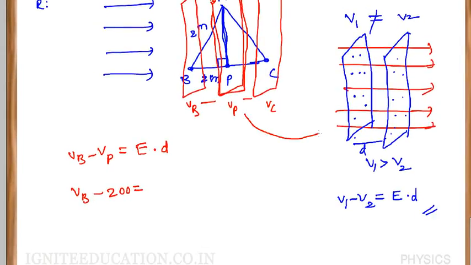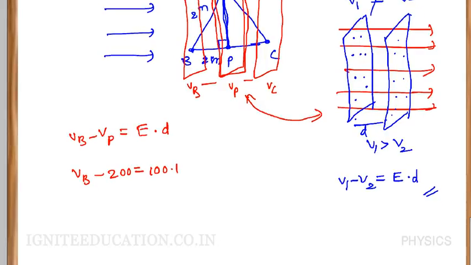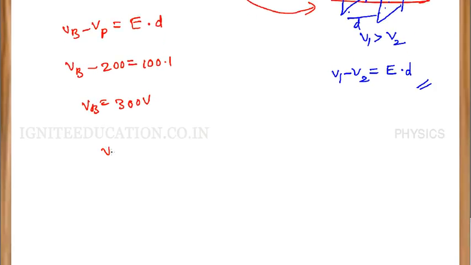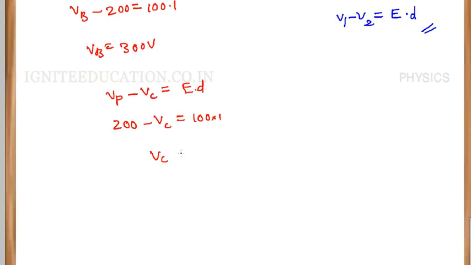To get this value, I explained this concept. So VP is equal to 200 and E is equal to 100 into 1. So VB is equal to 300 volts. Now I am considering P and C. VP minus VC is equal to E dot d. VP 200 minus VC is equal to 100 into 1. So VC is equal to 100 volts.